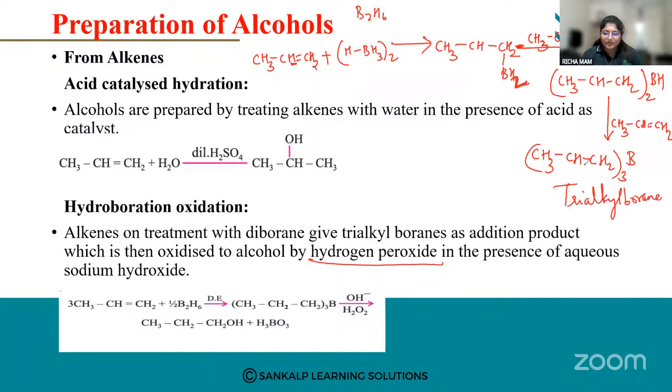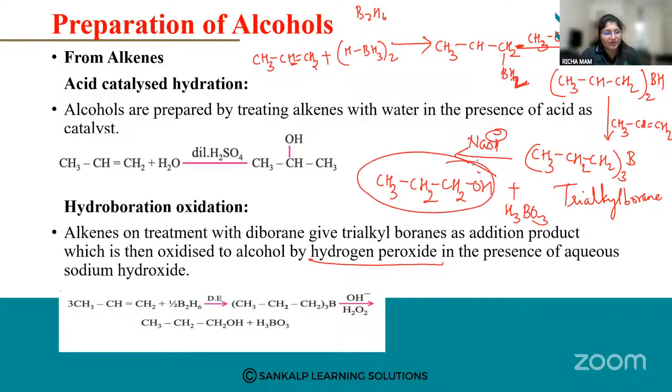Further, when I oxidize this in the presence of NaOH, when I do base hydrolysis, what am I going to get? I am going to get the alcohol CH3, CH2, CH3, CH2, CH2, OH plus H3BO3. So we are going to get the alcohol. So this is the hydroboration reaction. Fine, so let us go for the next one.